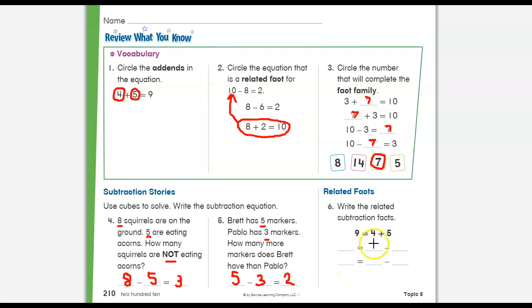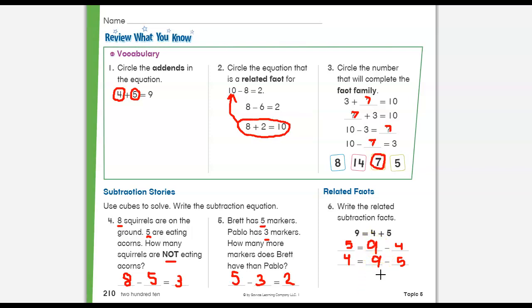And on our last problem, number 6, we wrote the total number in the space together. And depending on if you solved it with me or not, we may have our answers in different spots, but that's okay. So, one of the related subtraction facts for 9 equals 4 plus 5 would be 9 minus 4 equals 5, and 9 minus 5 equals 4.